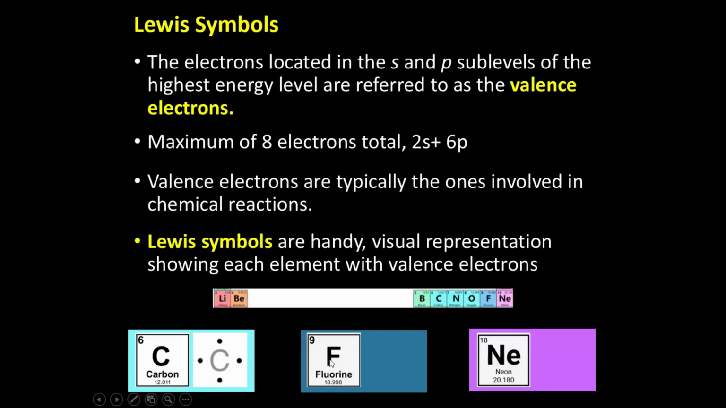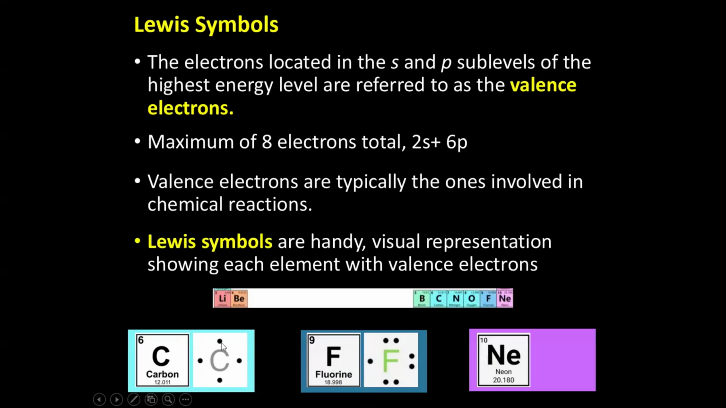Now, fluorine is right here. It is number 9 on the chart, and it has 2 electrons in the 1s sublevel, and it has 1, 2, 3, 4, 5, 6, 7 valence electrons. So we're going to draw an F with 7 dots around it. So we have 2 on every side except for this side, so just 1 electron right here.